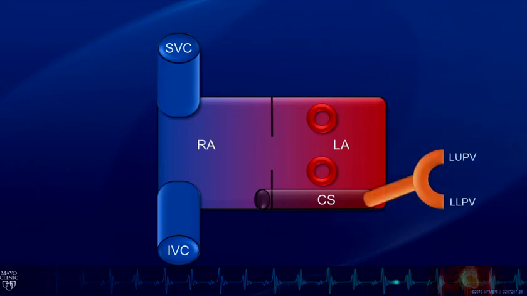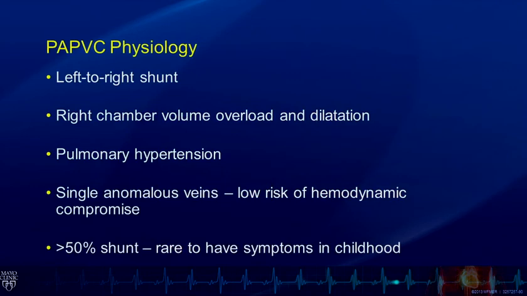These defects, coronary sinus return of partial veins, are quite rare, but would be seen on echo as a large coronary sinus with evidence of abnormal color flow into it. So of all the types of partial anomalous pulmonary veins, they do cause a left to right shunt, and so we should expect right chamber, right atrial, and right ventricular volume overload and dilatation.